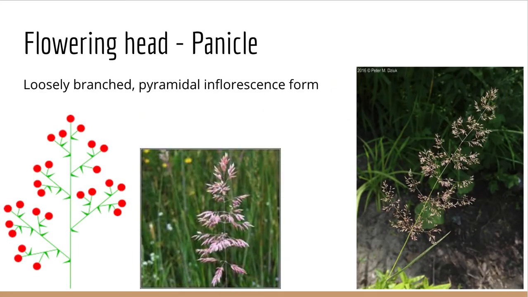Moving on to the panicle. So the panicle is a loosely branched pyramidal inflorescence form. So you've got the picture in the middle, which is Yorkshire fog, Holcus lanatus, and the picture on the right, which is Agrostis stolonifera. You can see it's very loosely branched. There's a lot of air movement that can move through there, and it's in a pyramidal shape.